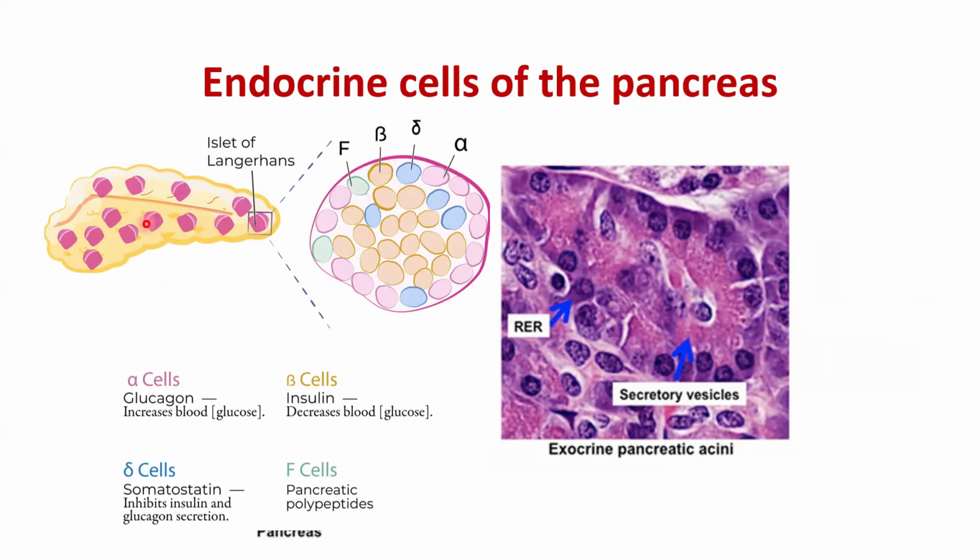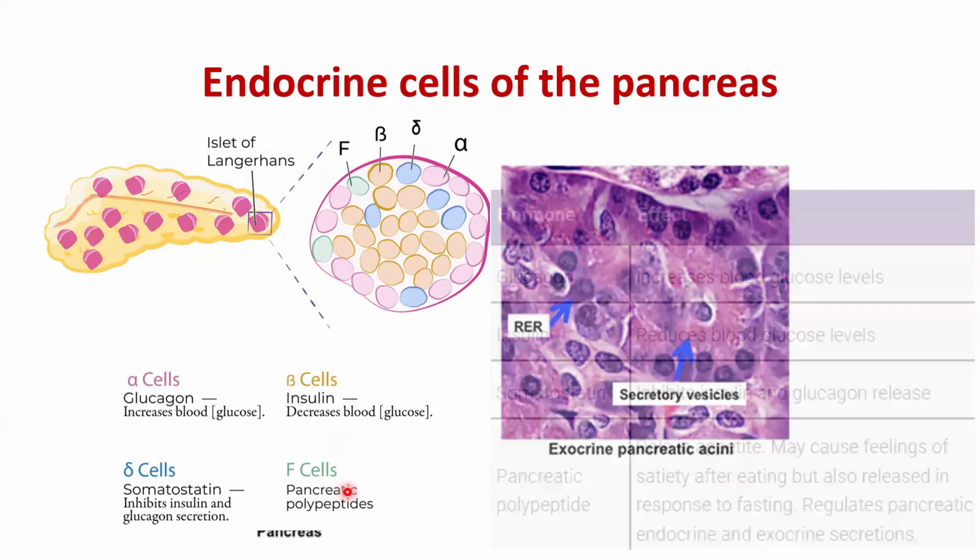These are the islets of Langerhans. They will have these cell types: alpha cells, beta cells, F cells, and the delta cells, sorry. Alpha cells produce glucagon, beta cells produce insulin, delta cells produce somatostatin, and F cells produce pancreatic polypeptide.